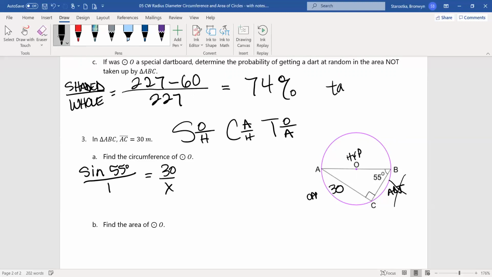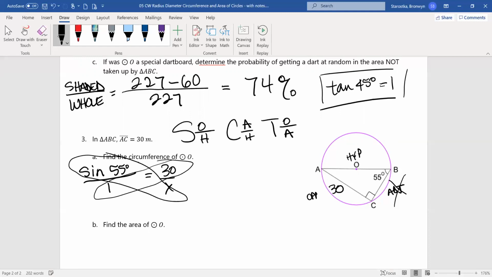Remember, check your calculator. Tan 45 degrees should equal 1. You don't want to be in radian mode. All right, then, when I do the cross product, I'm going to be dividing. So it's going to be 30 divided by sine 55 degrees equals x. I'm going to call hypotenuse x. X equals 36.6. So my diameter is 36.6.